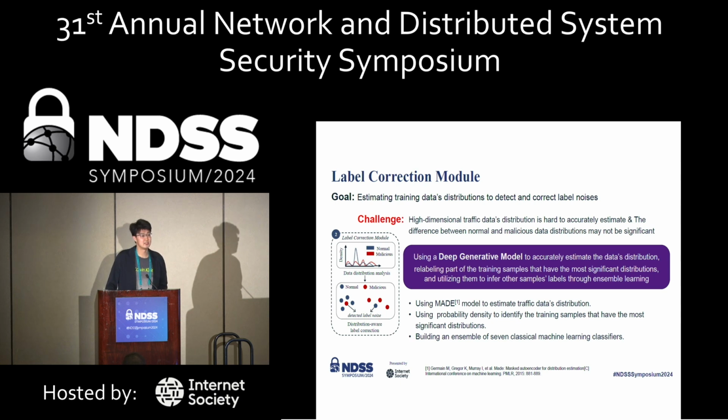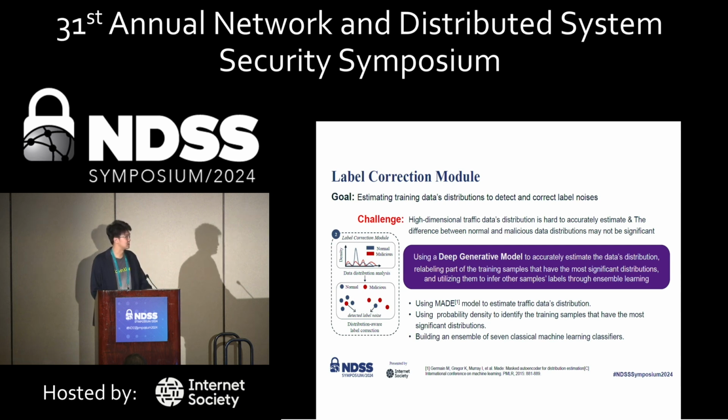So our design is, first, we use MADE. It's a deep generative model which can output the probability density function in the feature space to estimate traffic data's distribution. And our solution, the second step, is we first relabel part of training samples that have the most significant distributions, and then we utilize these samples to infer other samples' labels with ensemble learning of machine learning methods.